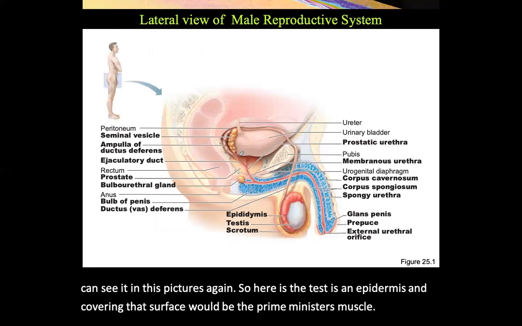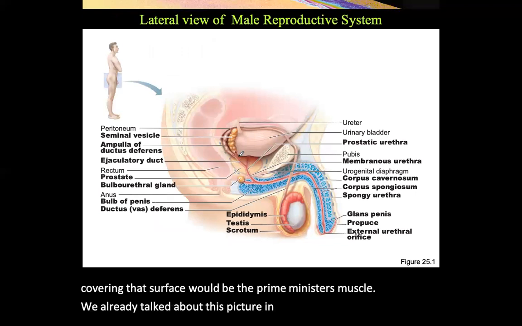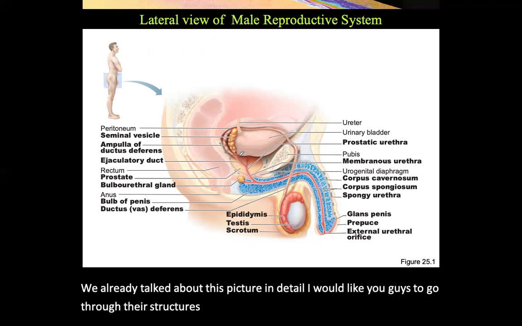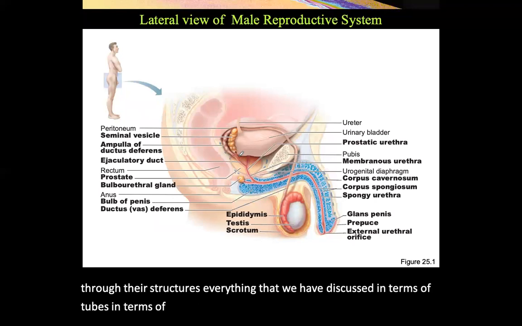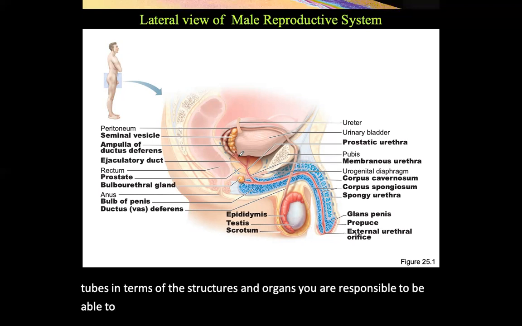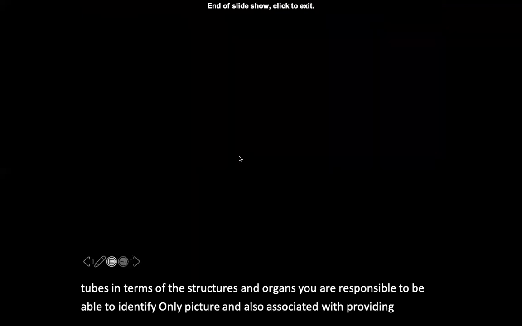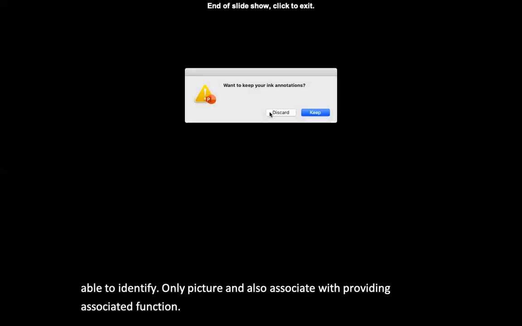We already talked about this picture in detail. I would like you guys to go through the structures, everything that we have discussed in terms of tubes, structures and organs. You are responsible for being able to identify them on the picture and also provide an associated function. So that's about it for our male reproductive system. We will continue in our next PowerPoint with the female reproductive system.